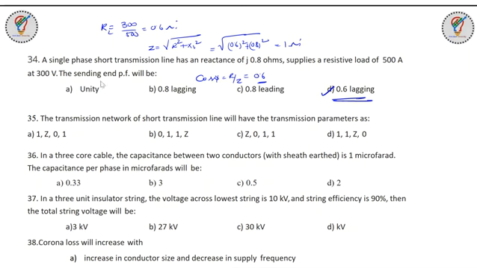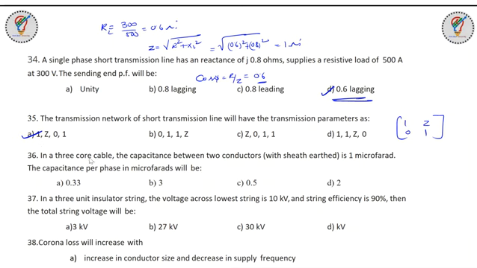Next one. The transmission network of a short transmission line will have parameters of, if you take the ABCD parameters for a short transmission line, 1 Z 0 1. So 1 Z 0 1 is the answer A. So hope you are getting the answers.